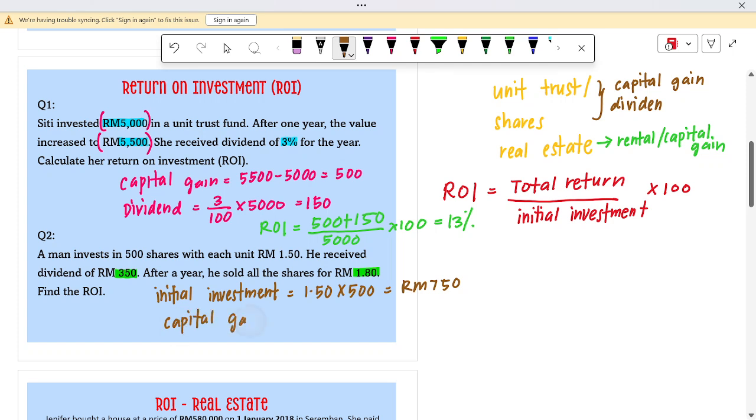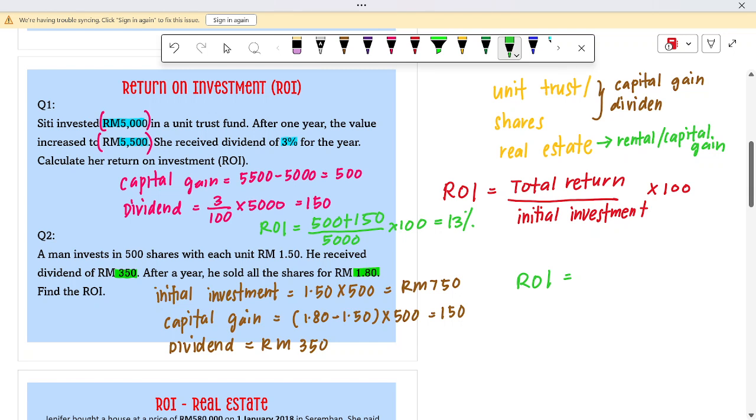Okay. Now let's calculate your capital gain. How much money did he earn profit from selling the shares? Okay. Your final price of your shares is 180 minus your initial price, which is 150. So the profit is 30 cents and you have 500 shares. So what is the profit he has made from that 500 shares? RM 150. Okay, so the dividend has already been given, 350. You don't have to calculate the dividend. Dividend is RM 350.